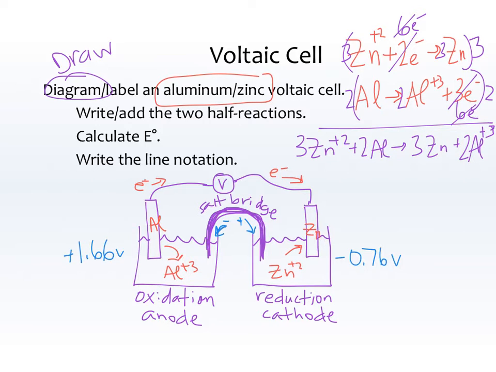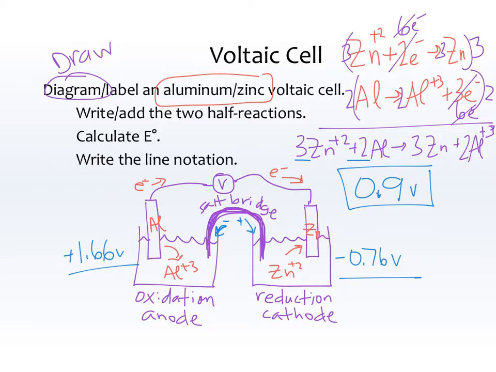You do not have to multiply each of those numbers by 3 or by 2, because I multiply by those numbers in the balanced equation. Do not mess with the numbers other than to change the sign, positive or negative. That's it. So your voltage is just add them together. 1.66 plus negative 0.76 is 0.9 volts. That's the voltage going through a battery.